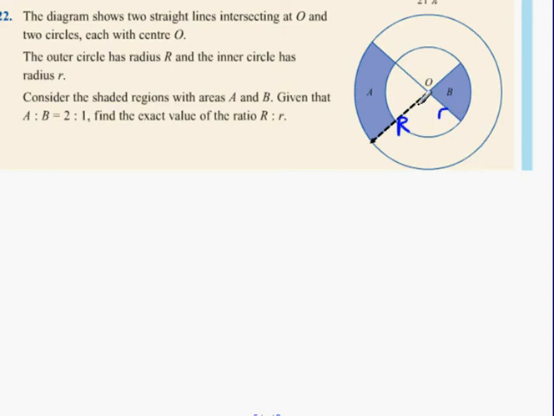Okay, so what we're going to do is use the area of a sector, which equals a half r squared theta. We're going to call this angle x on both of them. So we're going to say the angle x is in radians.